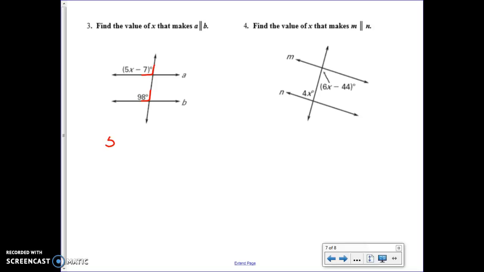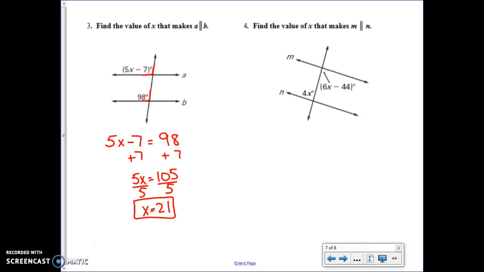So I'm going to set it up just like I did yesterday. So 5x minus 7 and 98 would be set equal to each other. I'm going to add 7 to both sides. So 5x equals 105. Divide by 5 on both sides. So x would equal 21. And that's all it asks for, so we can box that in, and we're finished with that.